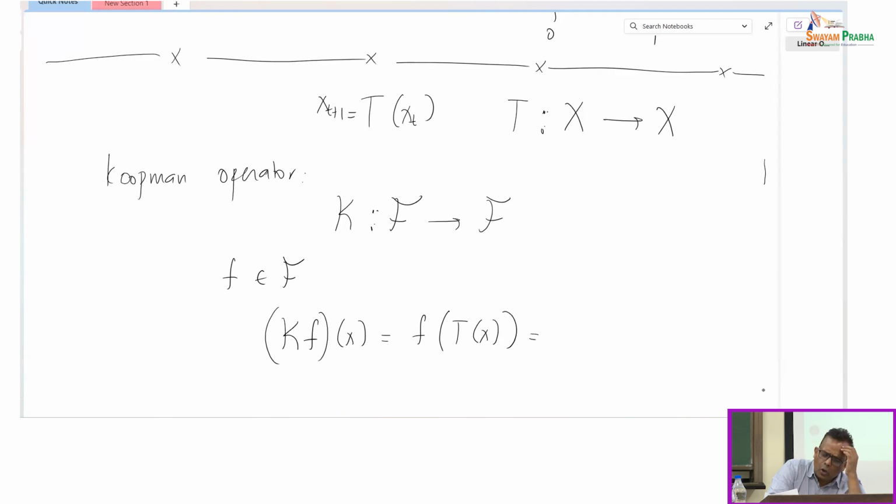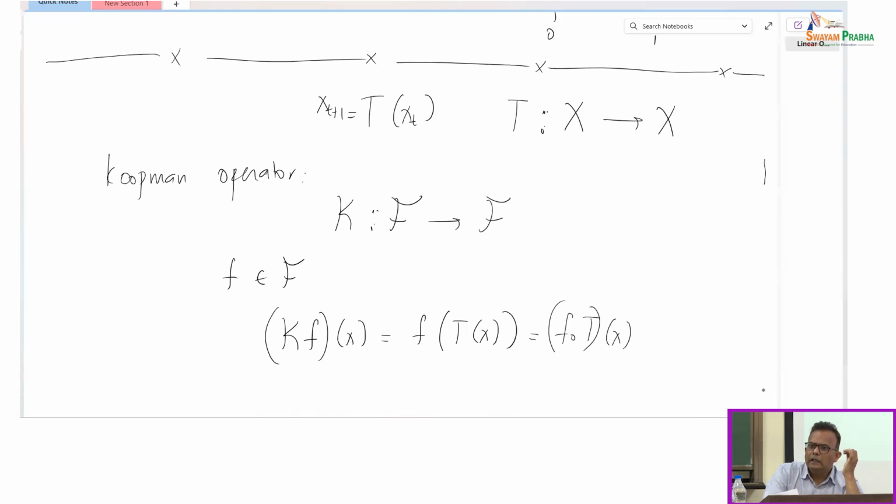This is also called a composition function, because this is basically f composed with T of x. Make sense? It's very easy to write it down. When it comes to the Perron-Frobenius operator, I will make a comment on that. But describing this function is very easy.